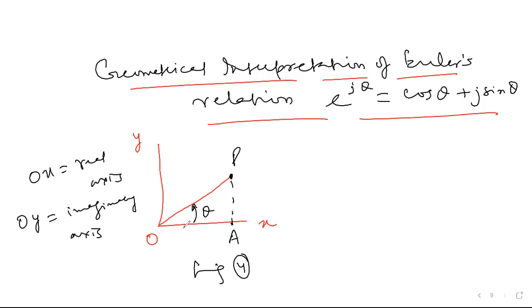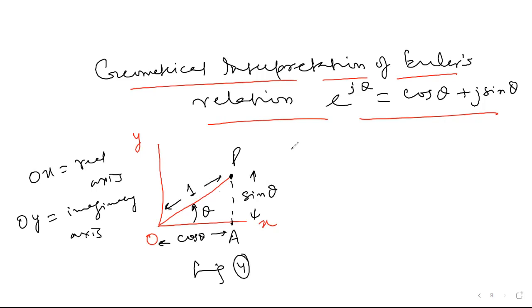OA of length equal to cos theta. So OA is having length of cos theta. And this AP we draw of length equal to sine theta. Right? Now the vector sum OP, from Pythagoras theorem, will have length of 1.